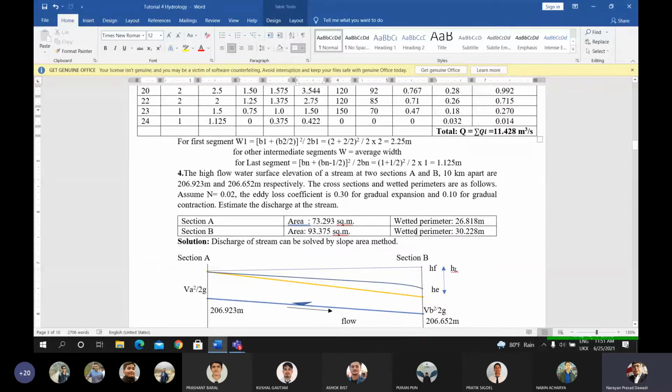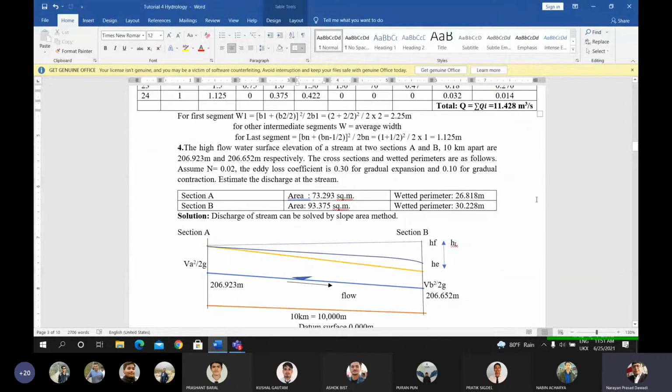question number 4. The high flood water surface elevations of two sections, A and B, are given. These two sections are 10 kilometers apart. The high water surface elevations of sections 1 and 2 are 206.93 meters and 206.652 meters. That is the elevation of the surface from the datum.